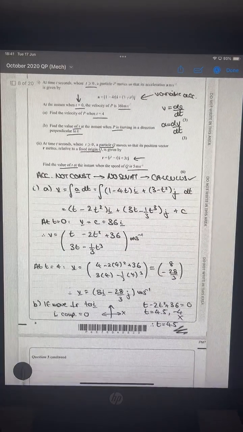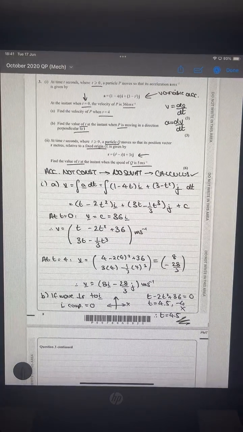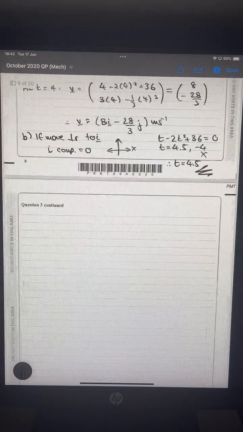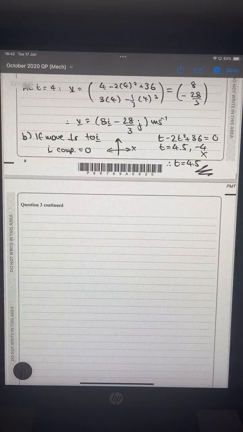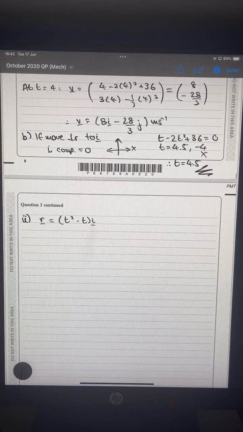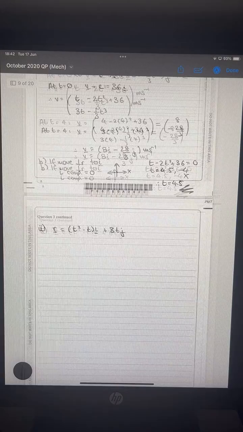So, we've done a bunch of integrating up here, but now we're going from displacement to velocity. So, shocker, guess what we have to do, guys? We have to differentiate. So, I'm going to write this out. r is equal to t squared minus t i plus 3t j. This is what it says in the question. I'm just writing it out here for reference.